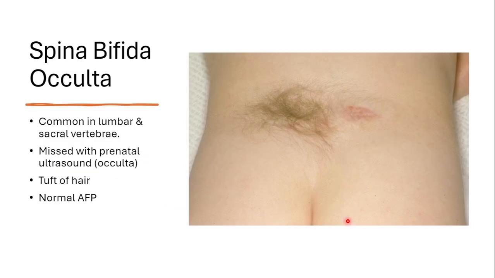Okay, so the first spina bifida, the spina bifida occulta, like we said, is a problem in the fusion of the vertebral arch. There's no other abnormalities, no problems in the neural tube. So the alpha-fetoprotein is normal, okay? It's called occulta, right? Why is it called occulta? Because it can be missed with the prenatal ultrasound. We don't see anything with the prenatal ultrasound. It's common in the lumbar and sacral vertebrae.